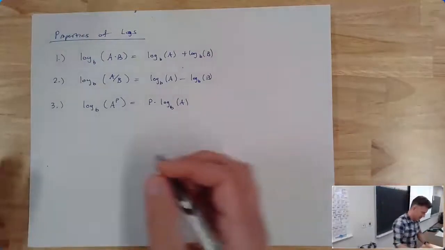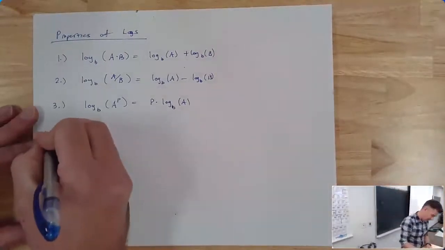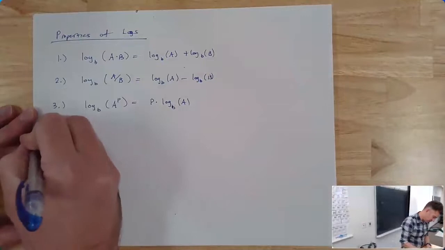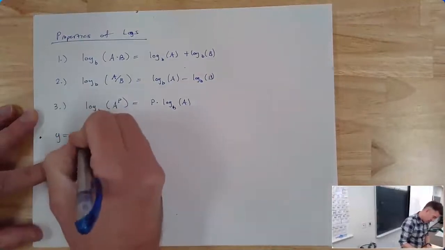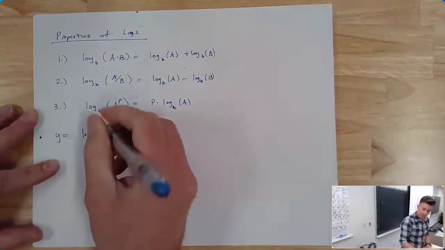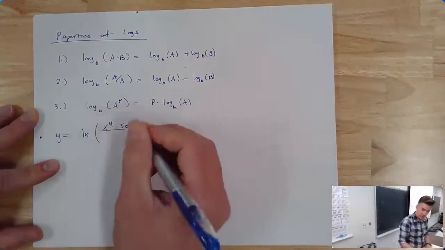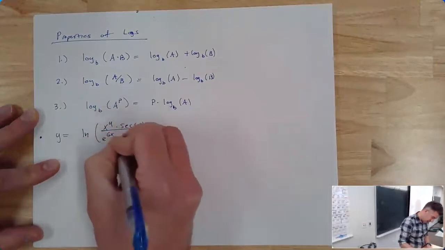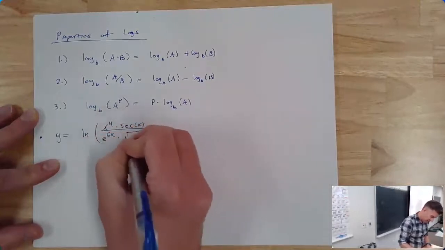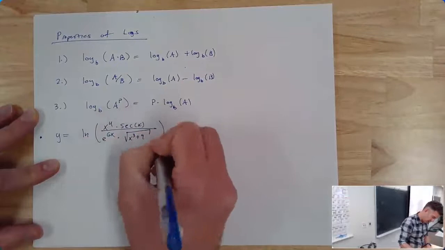So let's say we had something like, I want to find the derivative of y equals the natural log of x to the fourth times secant of x over e to the 6x times the square root of x to the third plus 9.